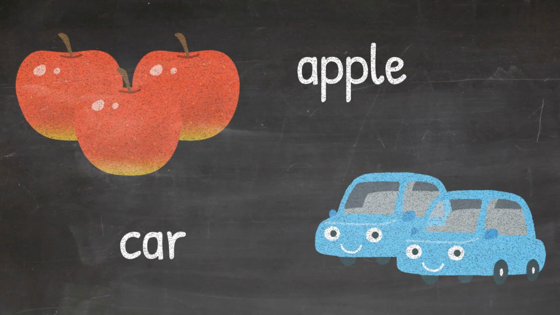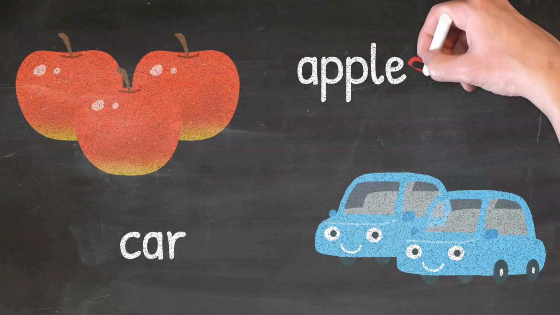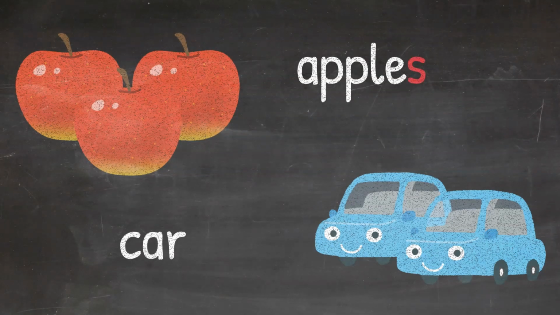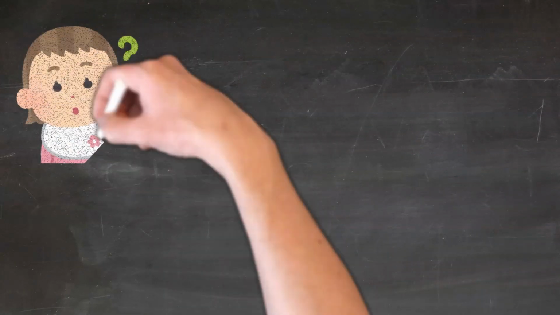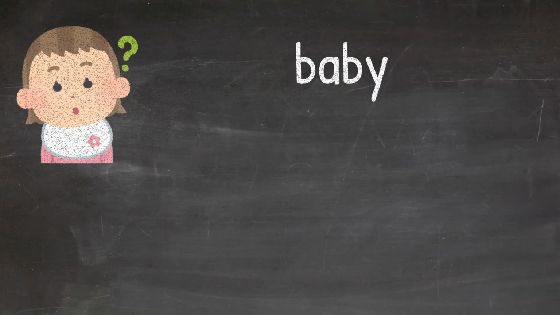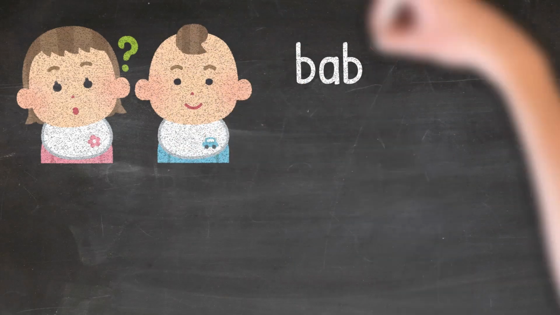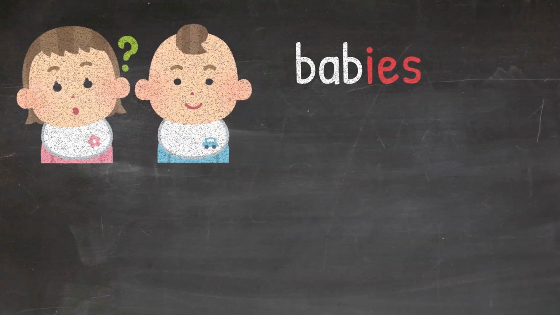Many nouns become plural by adding an S at the end, like apple becomes apples, and car becomes cars. Some nouns are special and use a different spelling depending on the last letter, like baby becomes babies. Many nouns that end with a Y will lose the Y and add IES at the end.